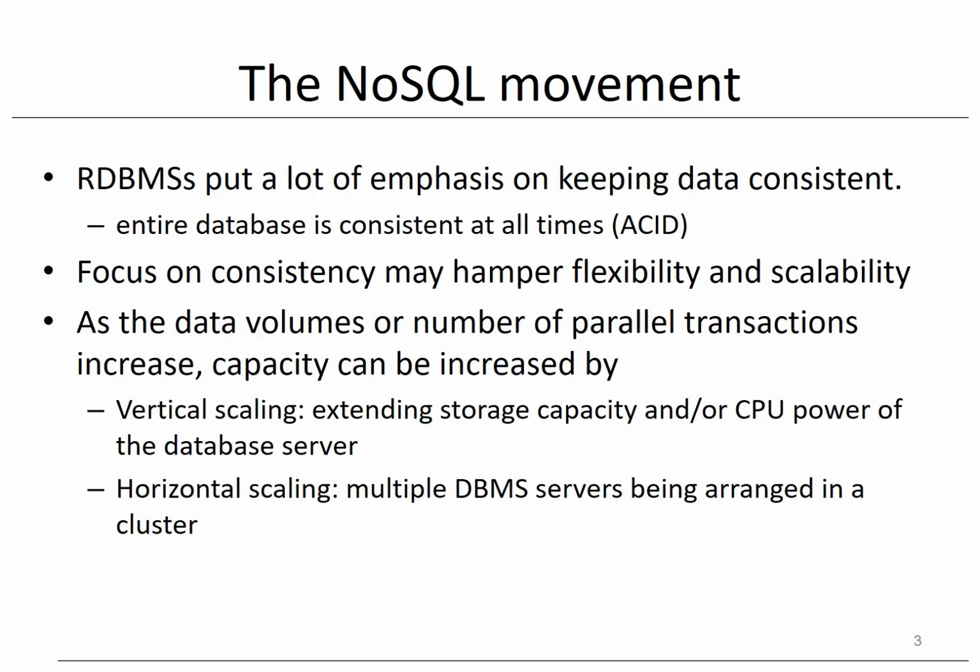As the data volumes or the number of parallel transactions increase, capacity can be increased by vertical scaling or horizontal scaling. Vertical scaling aims at extending storage capacity and/or CPU power of the database server. Horizontal scaling introduces multiple DBMS servers typically arranged in a cluster.